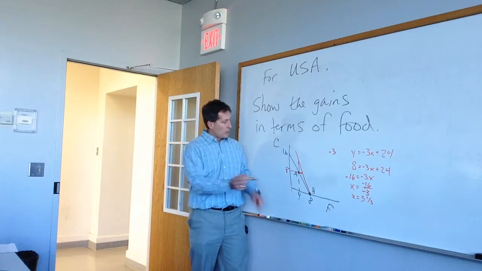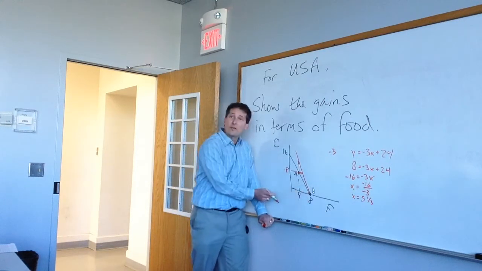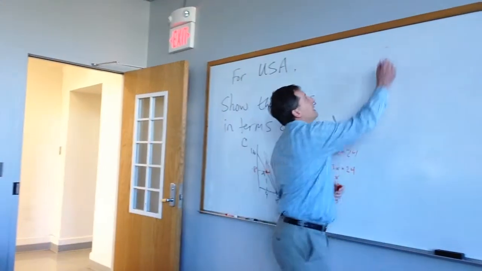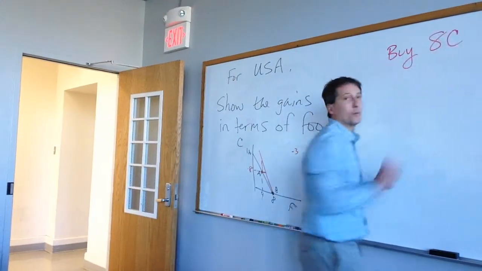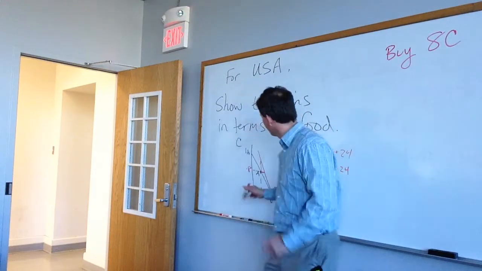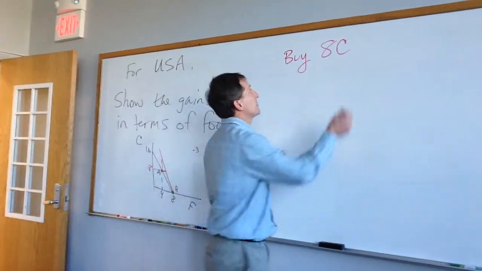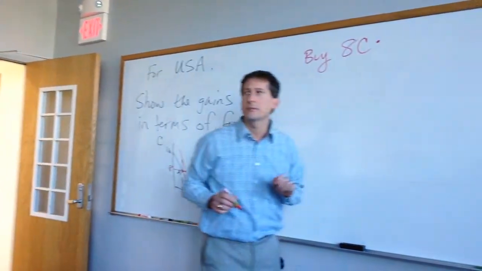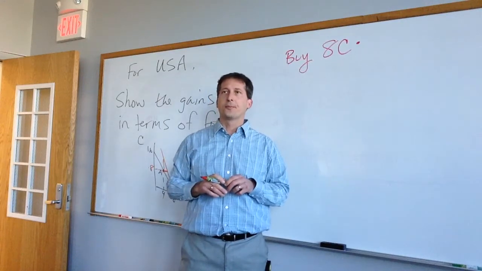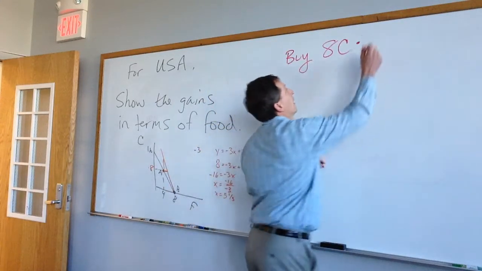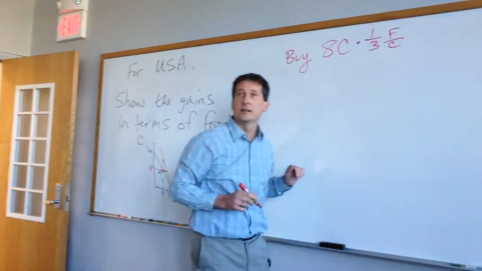So we want to get back to 8 in this case, and we're sitting with all food. So really what we want to do is buy 8 cars. We want to buy 8 cars, right? Get back up to that point. And what does a car cost me? What is the price of a car? You should have that down. 1/3 of a food for every car.